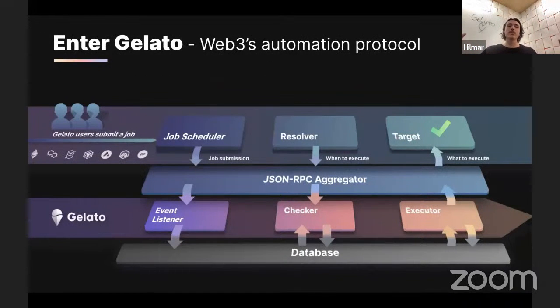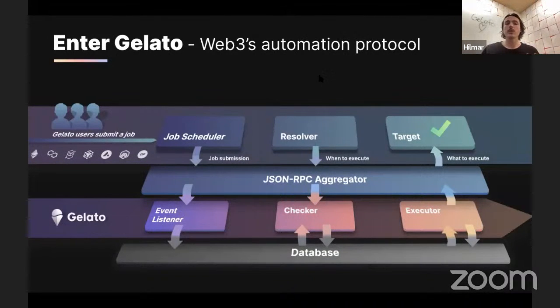So enter Gelato. What is Gelato? Gelato is basically Web3's automation protocol. It's a one-stop shop for you to automate arbitrary functions on your smart contracts, be it, hey, send the lunch money to my children every day at 12 p.m., or, hey, I have this yield farming protocol that I built. Please always recompound the interest earned when it's worth it, given the current transaction fees. Or I've got this Oracle that I need to update every 5 hours. Hey, Gelato, can you please do that, right?